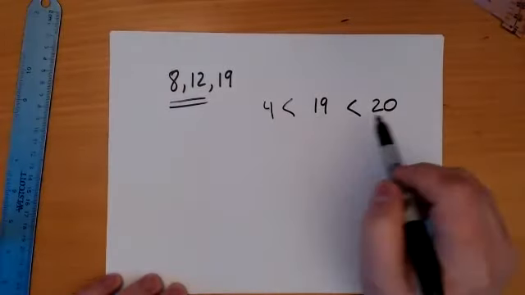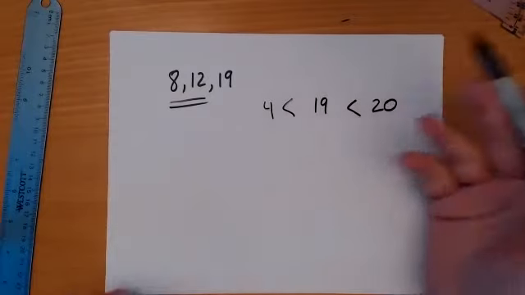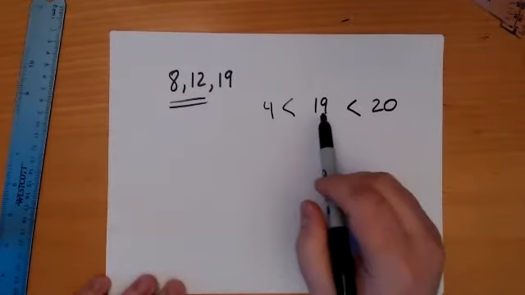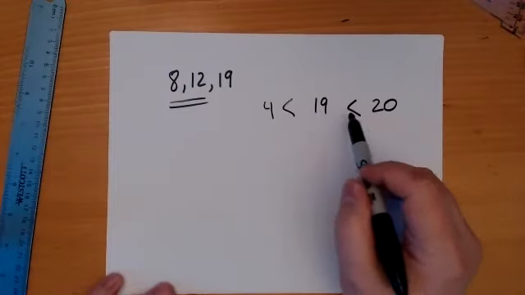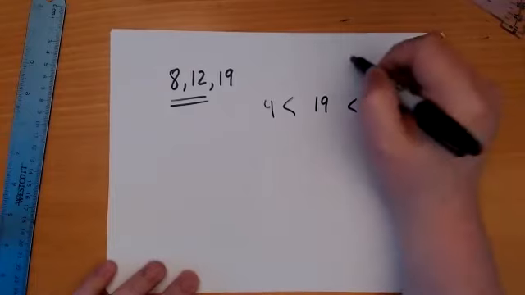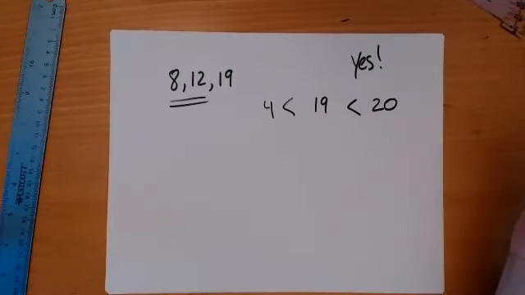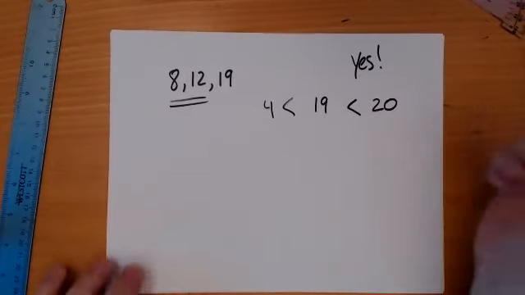And then you ask yourself, is this true? Are they going in order, basically, 4, 19, 20? I mean, 4 is smaller than 19, yes. 19 is smaller than 20, yes. So yes, this is a triangle.